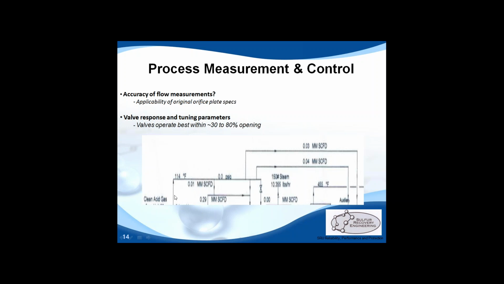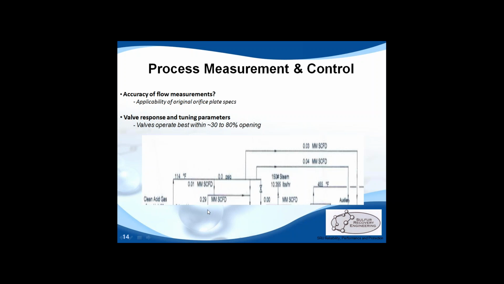We see on the left here clean acid gas. We follow our flows. We have a temperature of 114 F. We have a flow of 0.01 mm standard cubic feet per day. The stream coming up here.